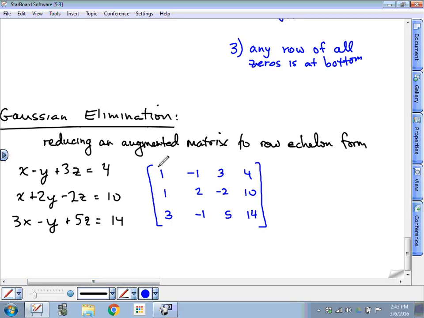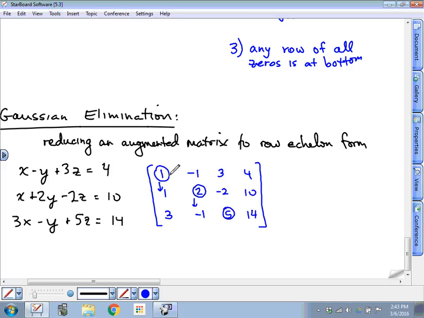First goal should be to get this to be a 1, which it already is. And then beneath that, you want to get this entry to be a 0, and then get this entry to be a 0. Okay? Once that's accomplished, you take a look at this. You want that to become a 1, and then beneath that, you want to make that a 0. And then you get that to be a 1.